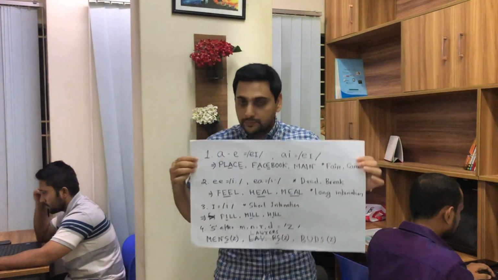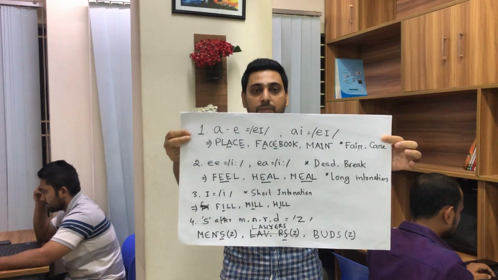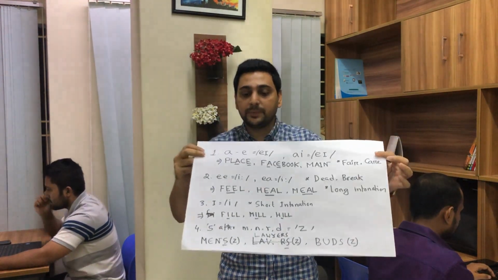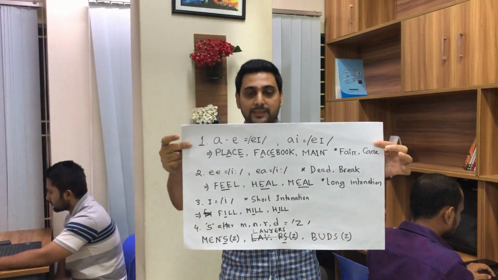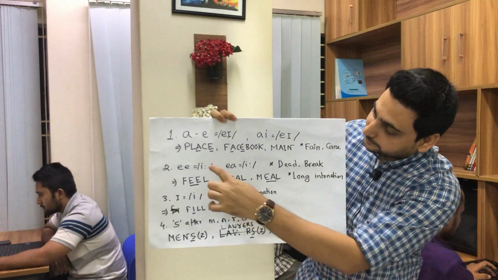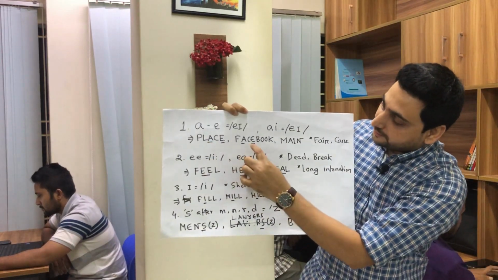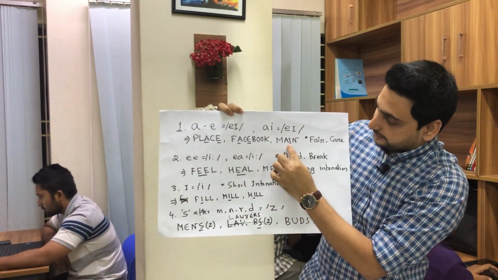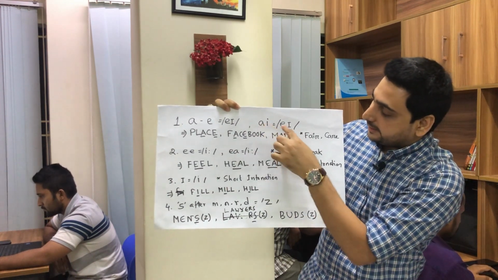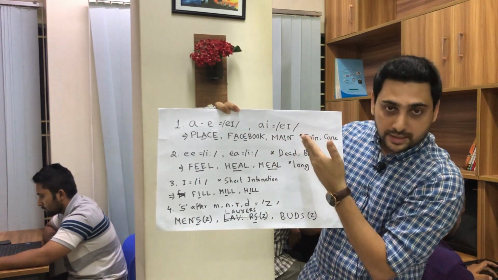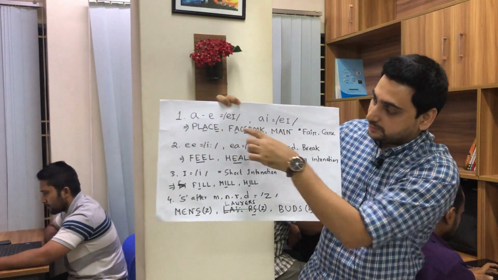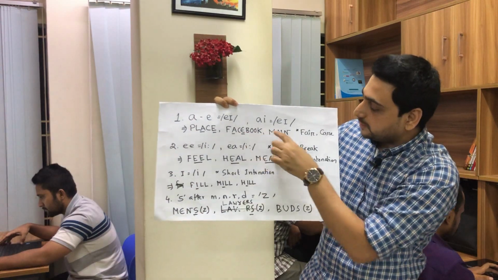For example, I hope this is readable, right? Look at rule number 1. If you have A in the middle and E at the end, the sound is A. I have given you some examples here. Place, Facebook, main. Also, coming to this word, AI in the middle is A sound, just like this one. So these fall under same category, place, Facebook, main.